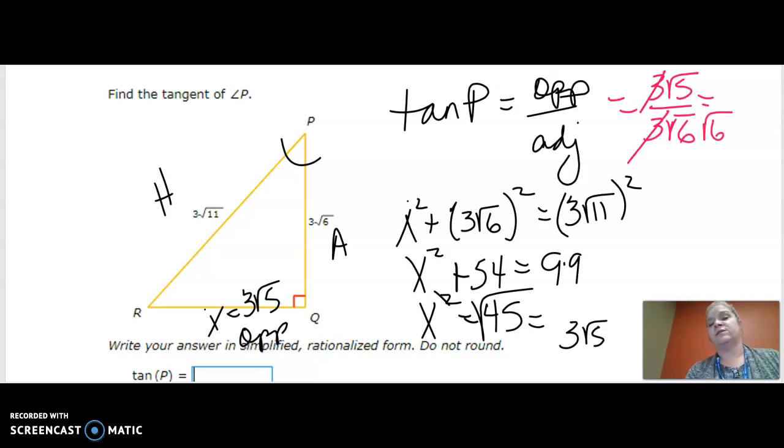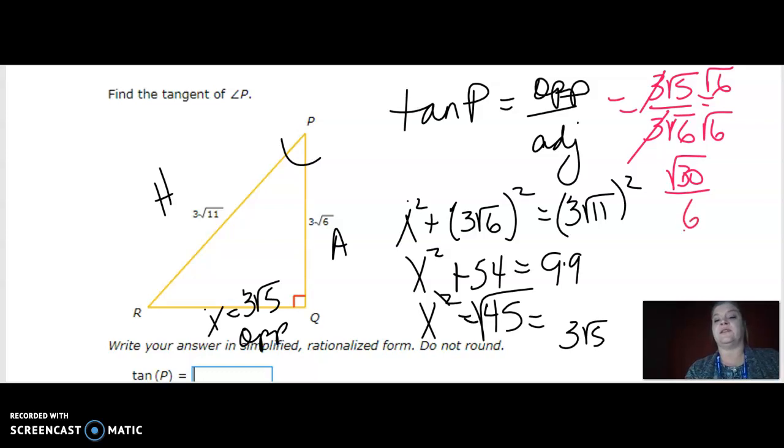You're not allowed to leave square root of 6 on bottom. So we put a square root of 6 on top and on bottom. 5 times 6 on top is 30. That will not simplify anymore. Square root of 6 times square root of 6 is 6. So square root of 30 over 6 is your answer.